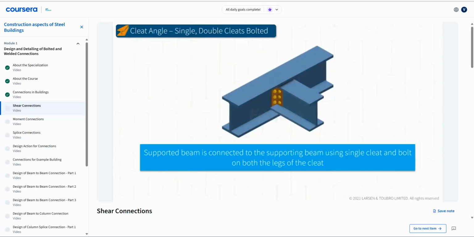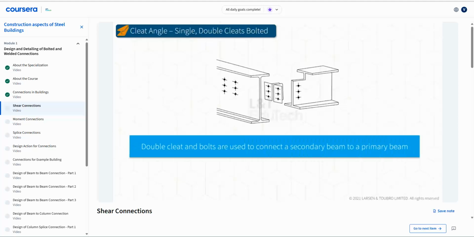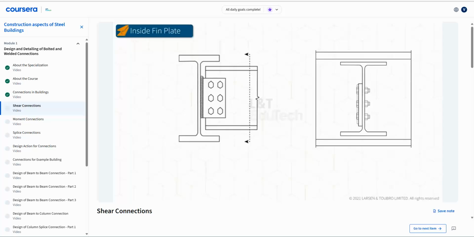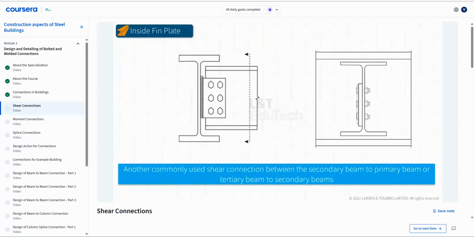In this case, you can see double cleats and bolts that are used to connect a secondary beam to a primary beam. You can note here that in these kinds of connections, the supported beam will have to be notched to enable the connection. Inside fin plate connection is another commonly used shear connection between the secondary beam to primary beam or tertiary beam to secondary beams.